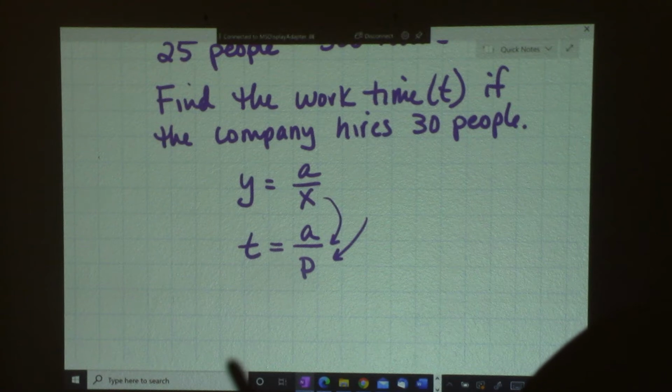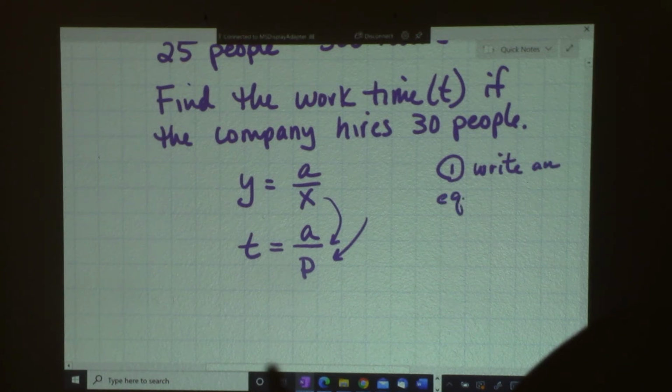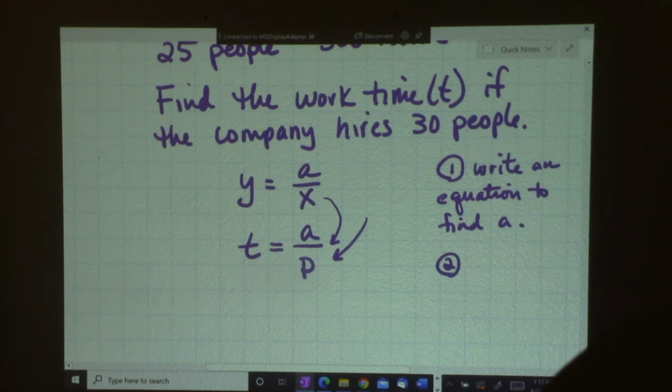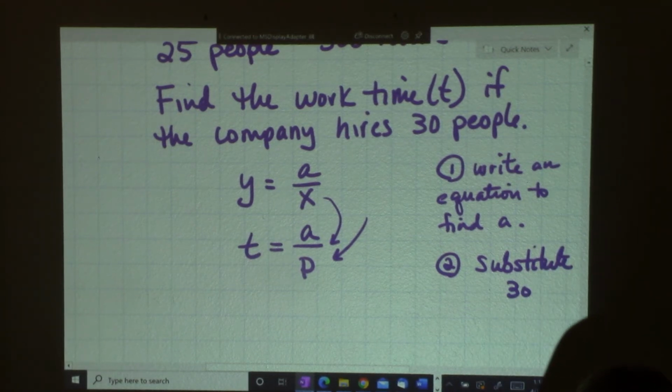Okay, so here's my steps. The first thing I'm going to do is write an equation to find A. And the second thing I'm going to do is substitute 30. Okay? So I have my formula, but now I need to use the numbers that were in the problem.